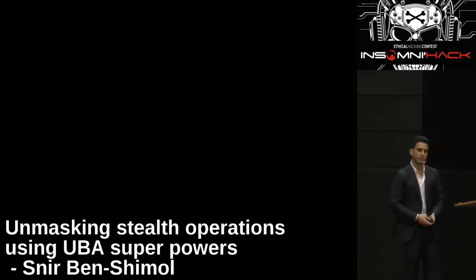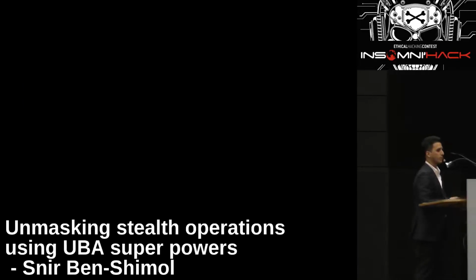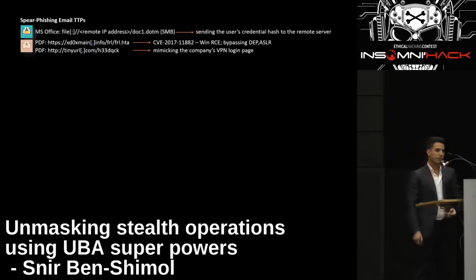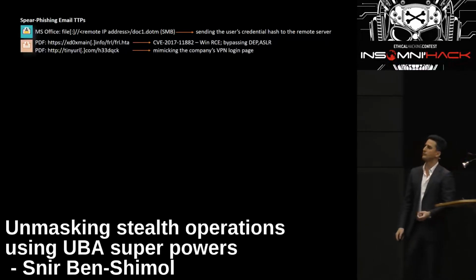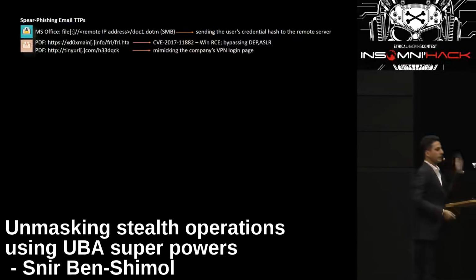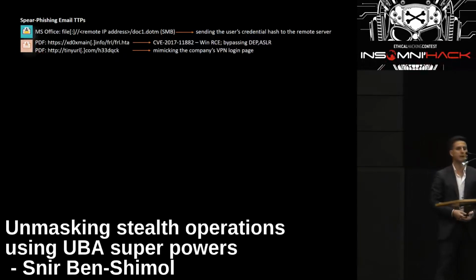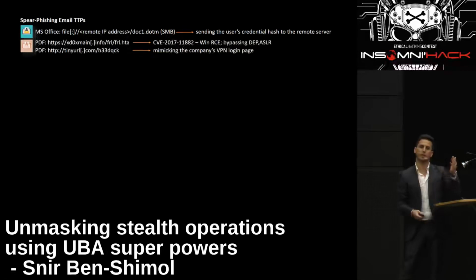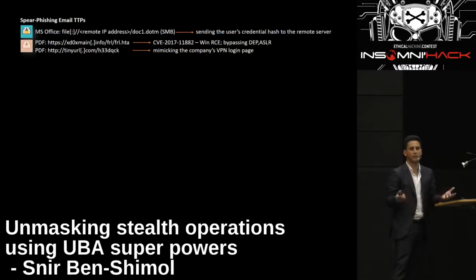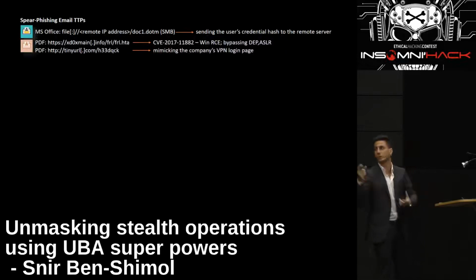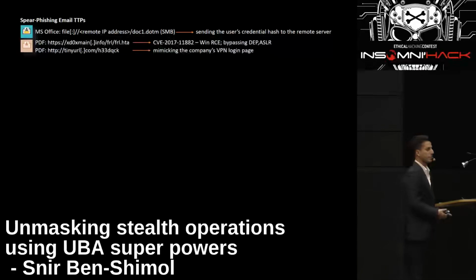So let's start. I will give you a basic flow, and we can work on that flow later on. Spear phishing email. The attacker tried a couple of things. First of all, he sent a Microsoft Office file through an email. When you open the file, it communicates through SMB, sending the user's hash credentials to the remote server. It's very common to see a lot of phishing emails with this kind of attachment. You can take the hash credentials and crack them offline, and then use them in order to access the organization.